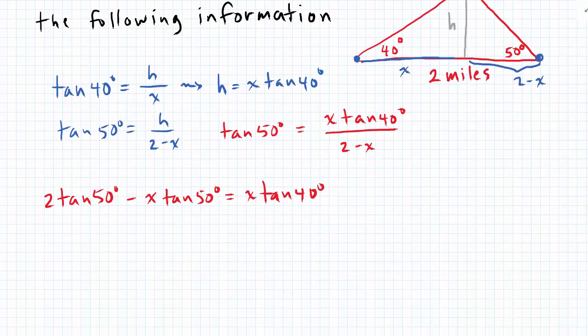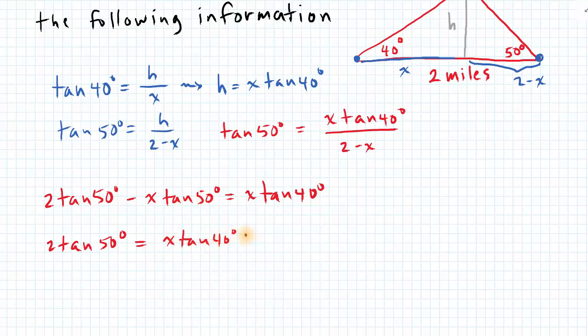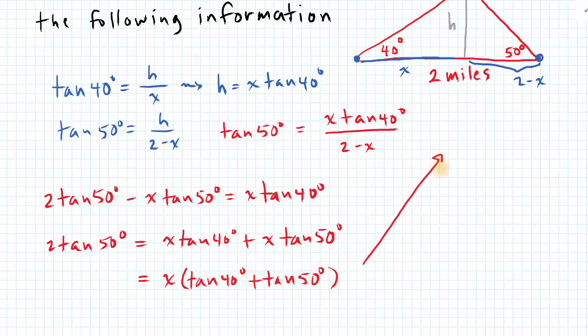We have an algebraic equation. We're going to collect the terms with an x on one side and the terms that have no x's on the other. So let's go ahead and add x tan 50 to both sides. So on the right we'll have x tan 40 degrees plus x tan 50 degrees. Now on the right-hand side, we can factor out an x. And we can easily isolate x now.